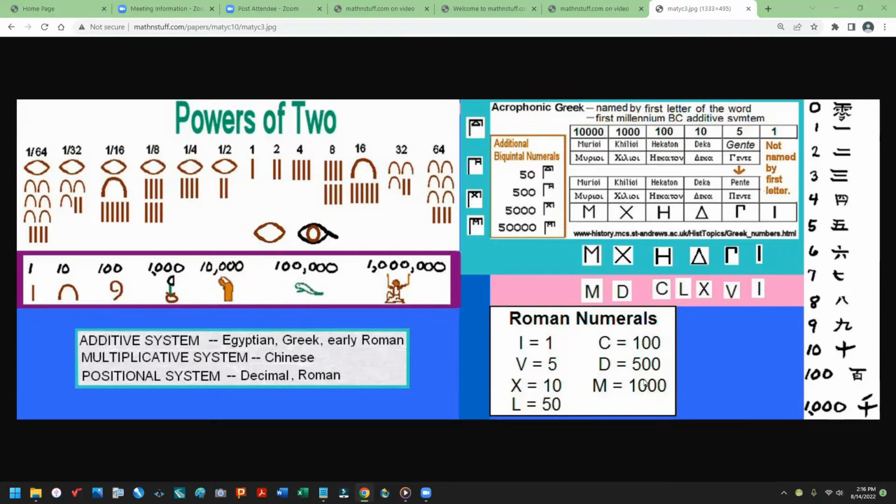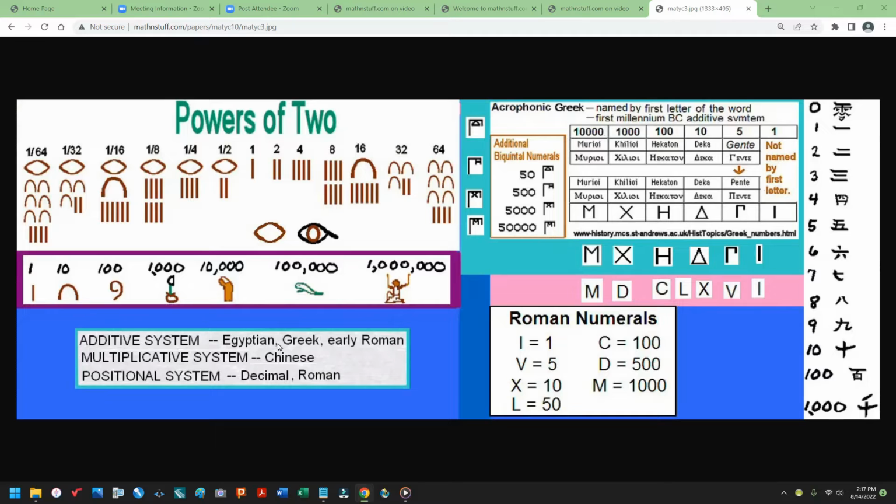Notice Roman numerals are base 10, and you'll notice there's a 5 here. There's a whole dialogue on the history page about that. Greek and Roman use very similar symbols. Ancient Hebrews did also.